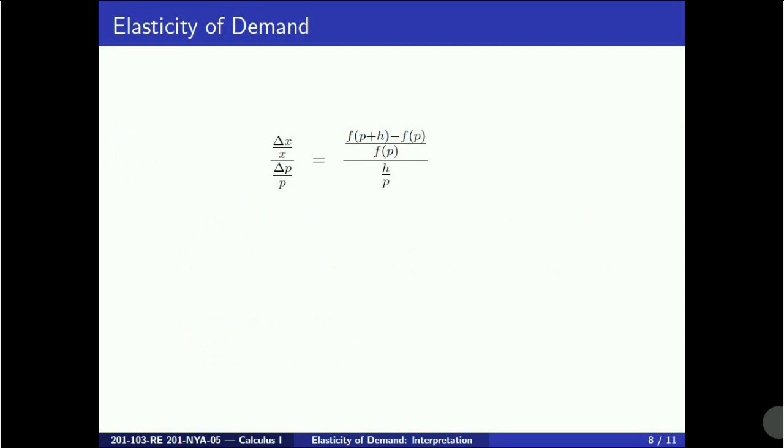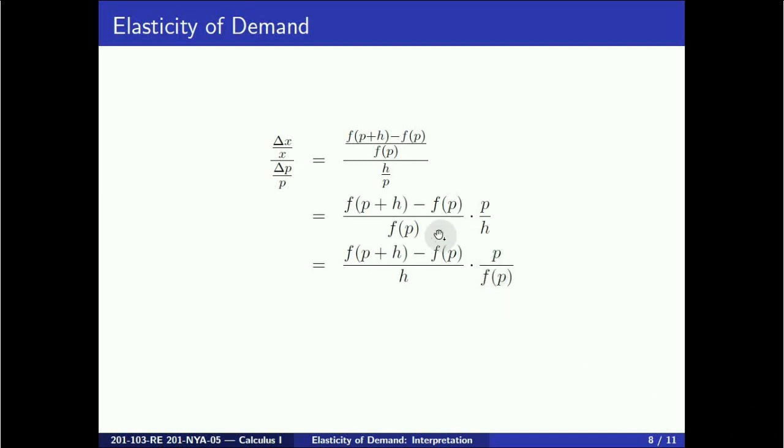To write it as a simple fraction, we see that dividing by H over P is the same as multiplying by P over H. Then we reorganize the expression obtained by having H divide f of P plus H minus f of P. You may now recognize in f of P plus H minus f of P over H the expression that appears when we want to compute the derivative of f of P.